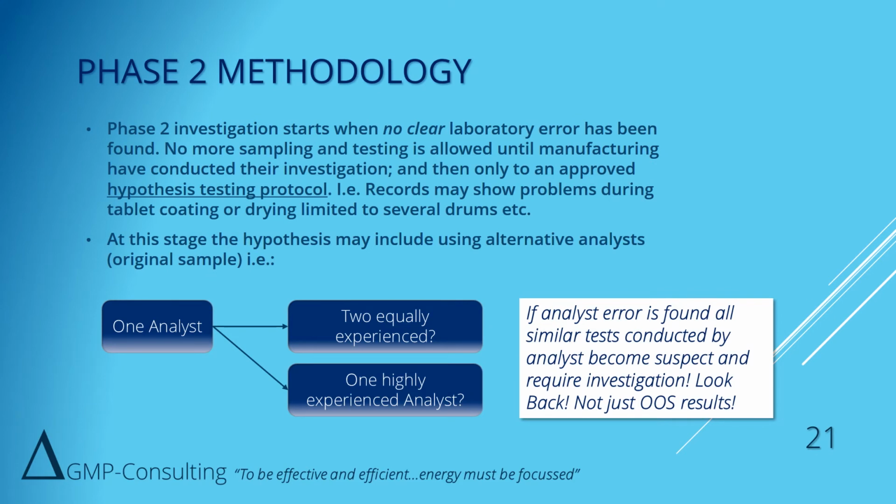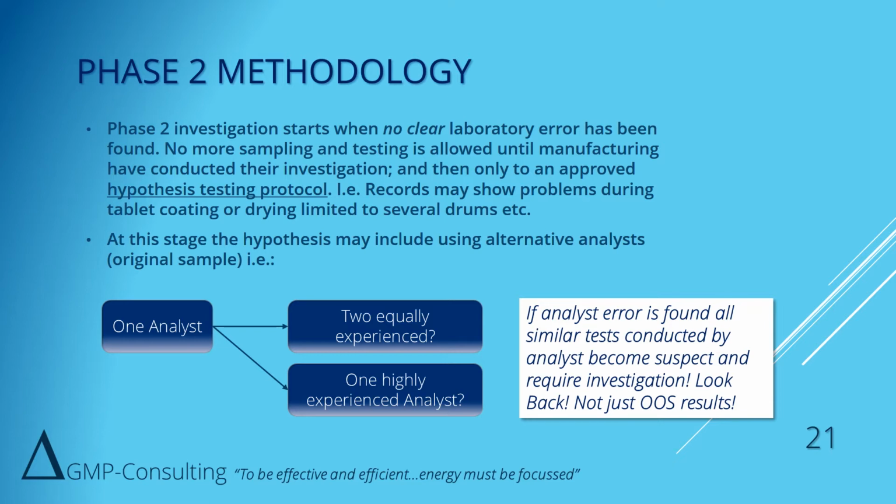So as mentioned on the previous slide, phase 2 involves the production investigation, and what's kind of changed is that the resampling and testing is not supposed to be allowed until production have finished their investigation, and even then it still has to be to a hypothesis testing protocol. So even though the lab might suspect sampling, they cannot really do anything until production have done their investigation.